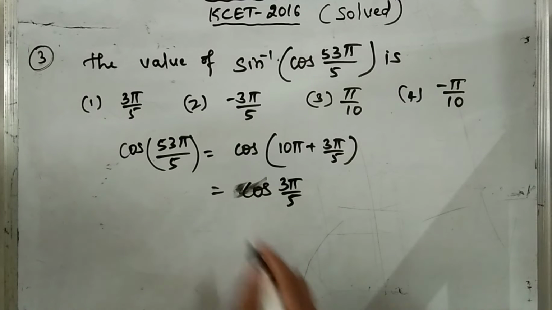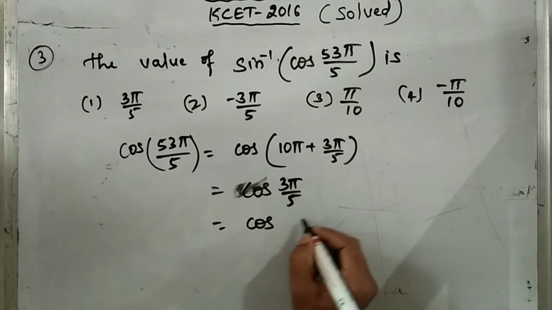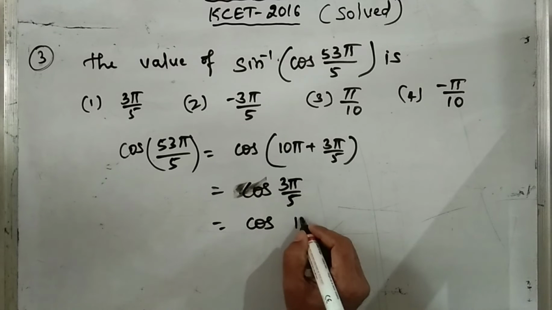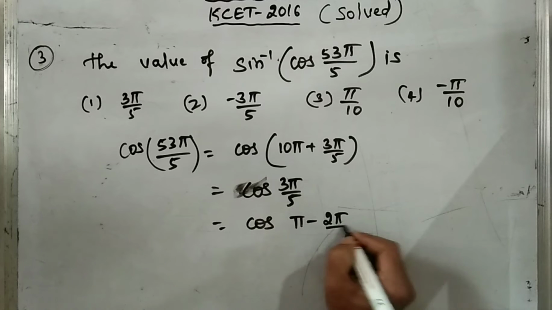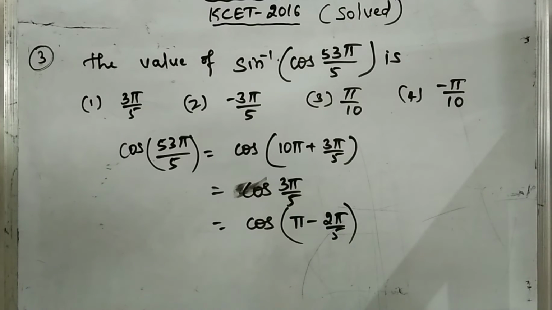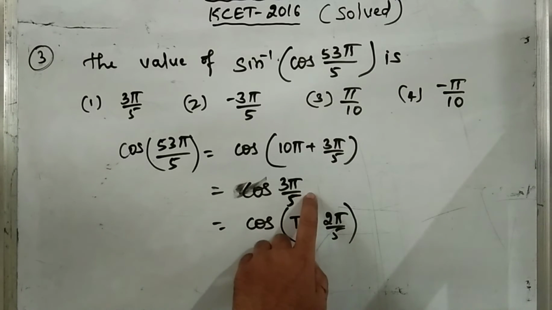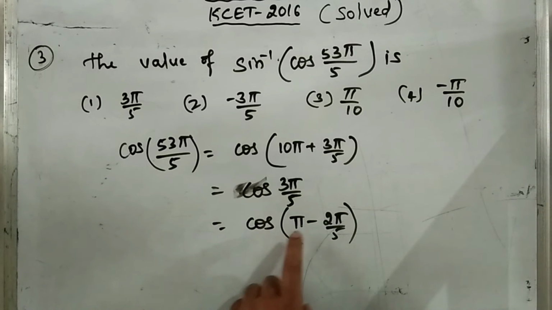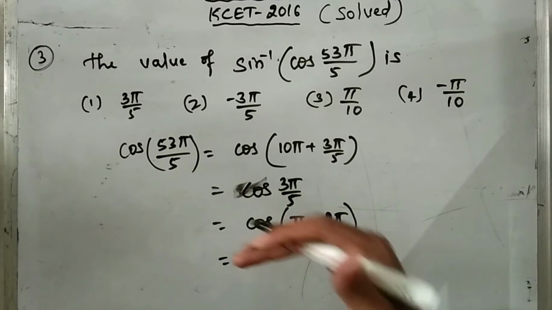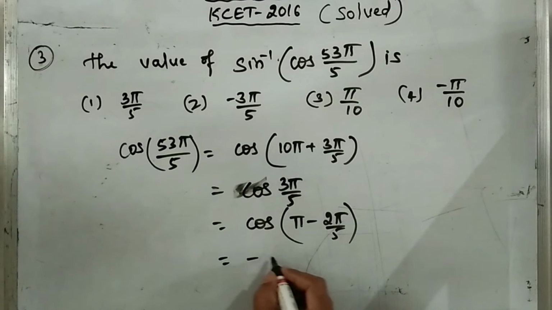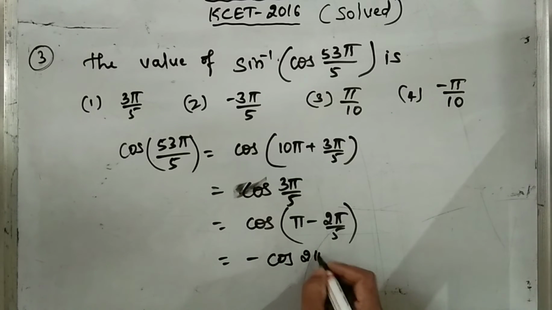Now this cos 3π/5, I will write it as cos(π − 2π/5). 5π minus 2π is 3π, so 3π by 5, we can get it. That cos 3π/5 I can write as cos(π − 2π/5). Now cos(180 − θ) means second quadrant, cos becomes negative: −cos 2π/5.